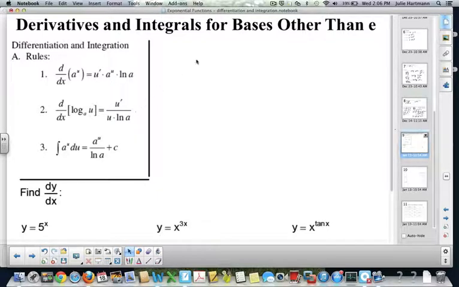Okay, derivatives and integrals for bases other than e. Here are your rules. All right, take a minute, pause, write them down. Derivative of a to the u is u prime times a to the u ln of a.